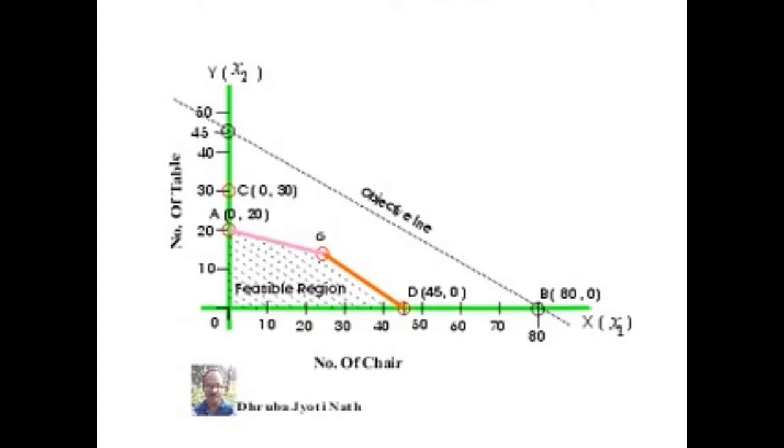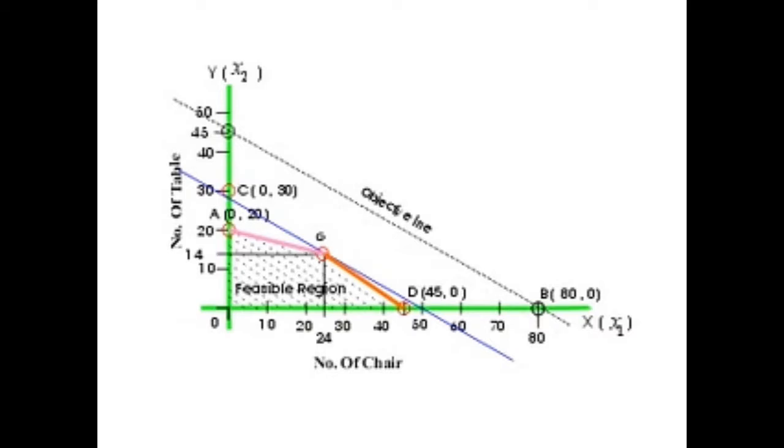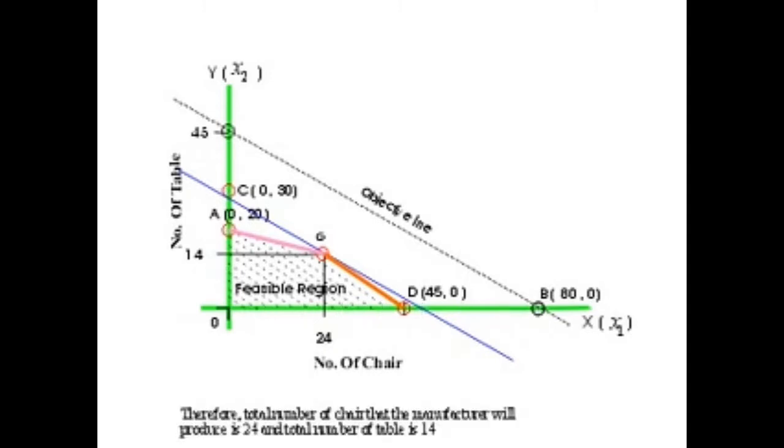Here the objective line is far above the feasible region. In such a situation, we will draw a parallel line to make a tangent at any point of the feasible region. By doing this, we found that the objective line is tangent at point G. Now drawing a vertical line on OX axis and a horizontal line on OY axis from point G, we get the optimum combination of x1 and x2. Hence, we get x1 equal to 24 and x2 equal to 14.